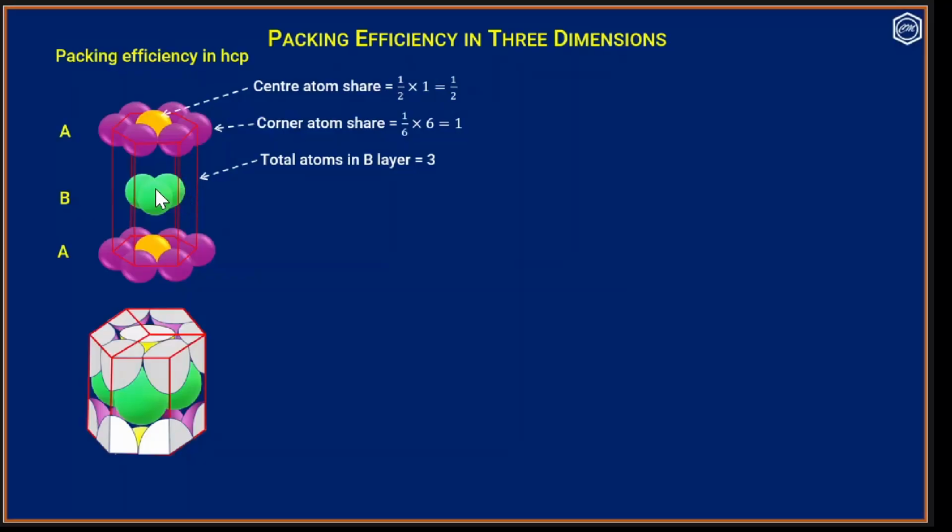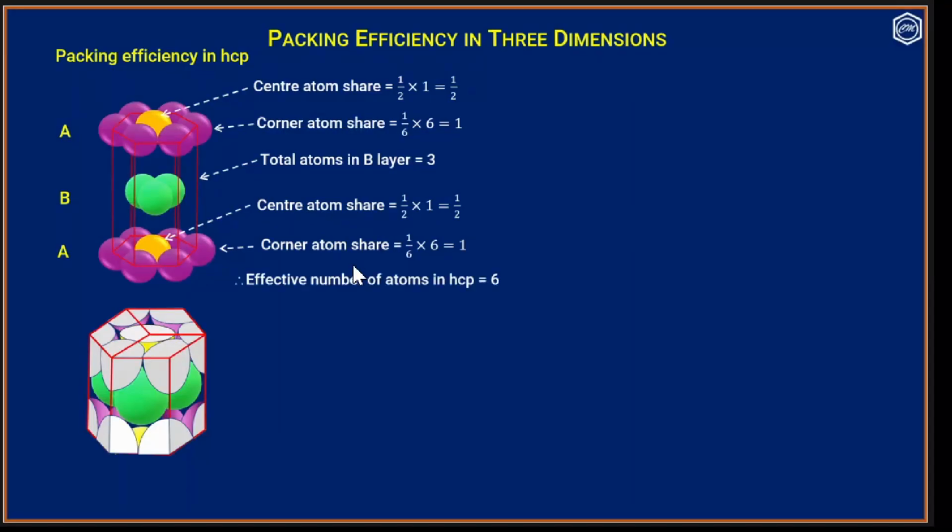These 3 are within the unit cell, that is the B layer. So that is totally inside the unit cell, so the effective number is 3. The bottom layer also is the same: half of the central atom and 1/6 from the corner atoms. There are 6 corner atoms. So the effective number of atoms in the HCP structure is equal to 6.